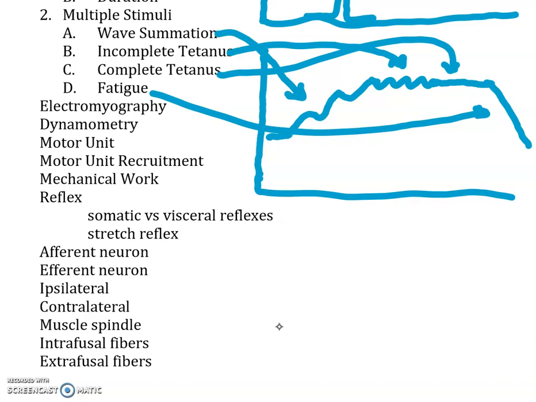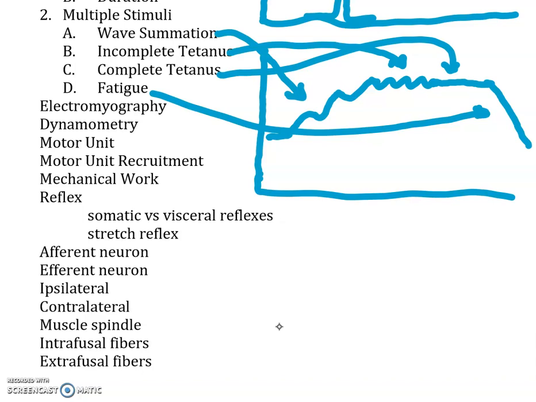A motor unit is a complete unit of a motor neuron plus all of the muscle fibers that it innervates. So motor units can be fairly small, like in your fingertips where you have a lot of fine motor skills, or they can be pretty large, like in your thigh muscles, for example. So there are different sizes of motor units, but a motor unit per se is a motor neuron plus all of the muscle fibers that it innervates or can stimulate.